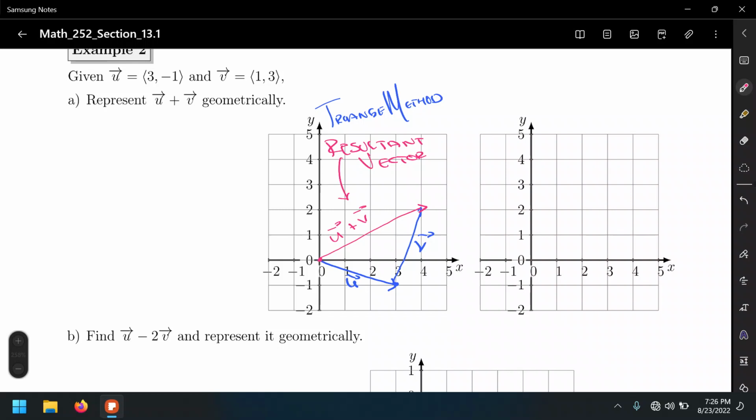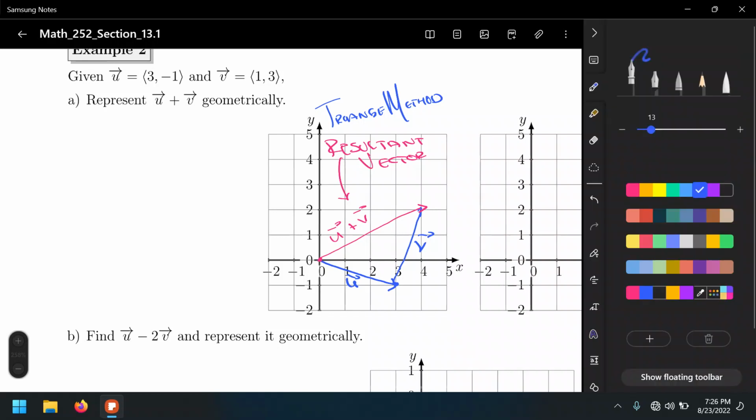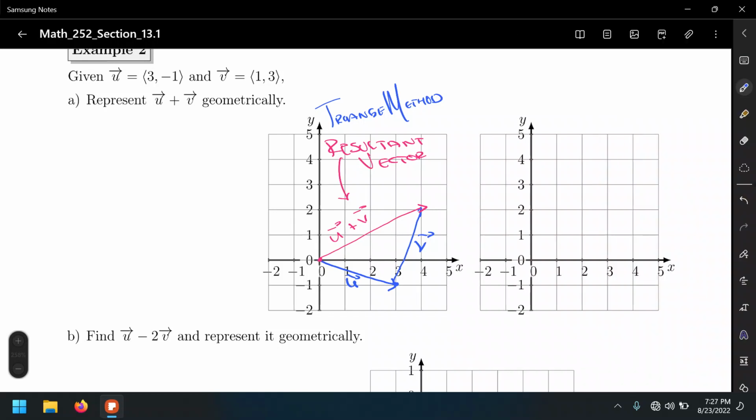Let's do the same geometric representation, but this time we're going to use the parallelogram method. Okay? And in this case, for the parallelogram method, we are going to draw the two vectors in standard form, not just one and then the other starting at the head of the first vector. So in this case, I'm going to do the same vector u. V, again starting at the origin, that's 1, 3.